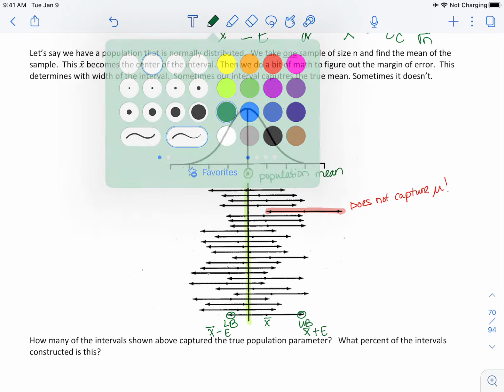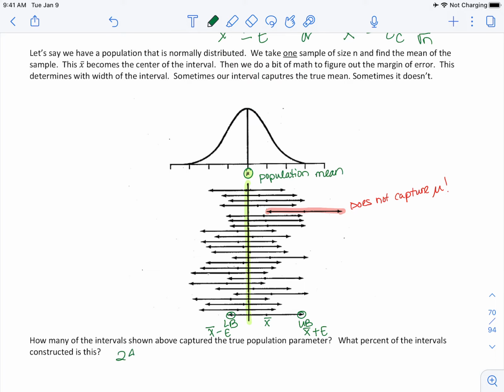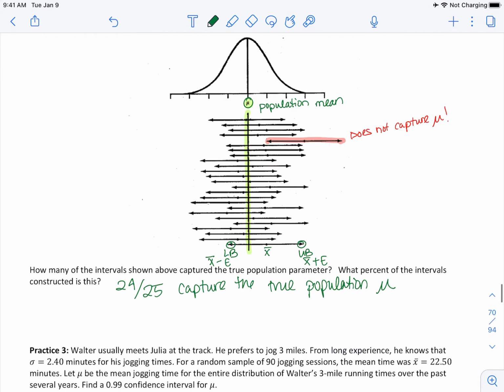So if I'm answering our question here, 24 out of the 25 capture the true population mean mu. Okay, 24 out of 25, that is 96%.